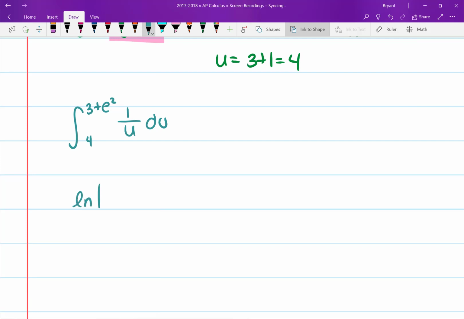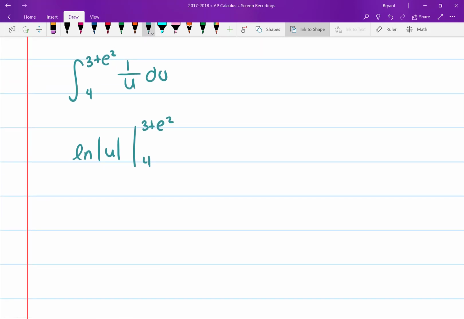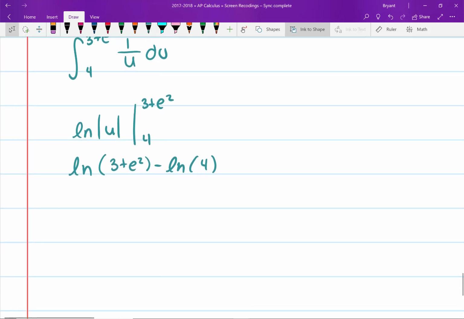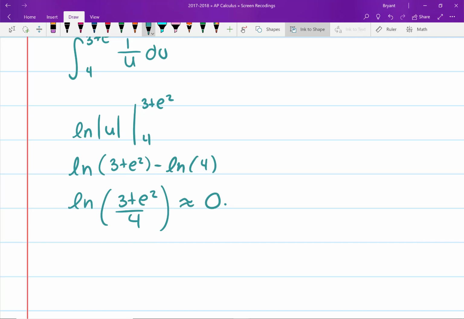Integration is nice and easy. It's the ln of the absolute value of u from 4 to 3 plus e squared. So this is ln of 3 plus e squared minus ln of 4. I know e is roughly 2.7, and so I know 3 plus 2.7 is positive. That's why I can drop my absolute value bars. So this is ln of 3 plus e squared divided by 4. You plug all of that into a calculator, and you get roughly 0.954. And that's how you do integration by u sub.